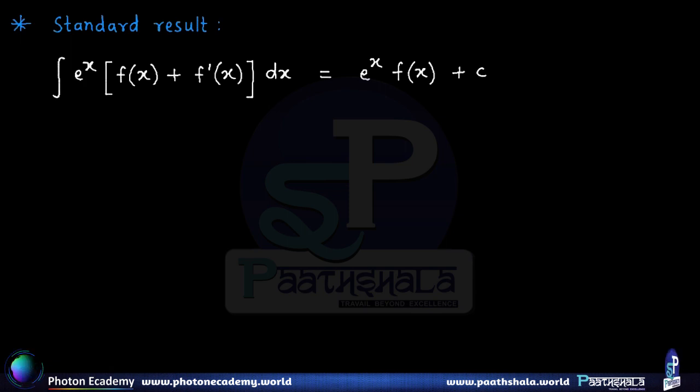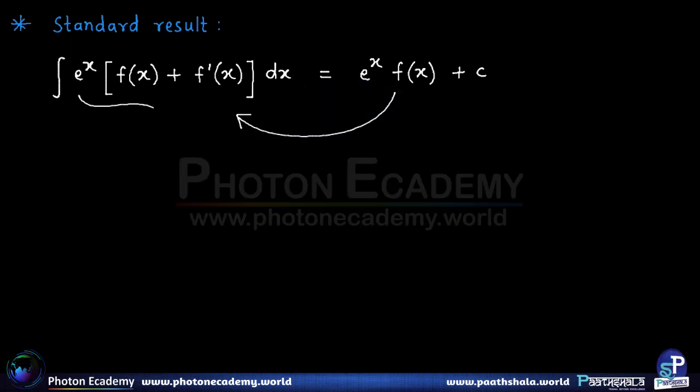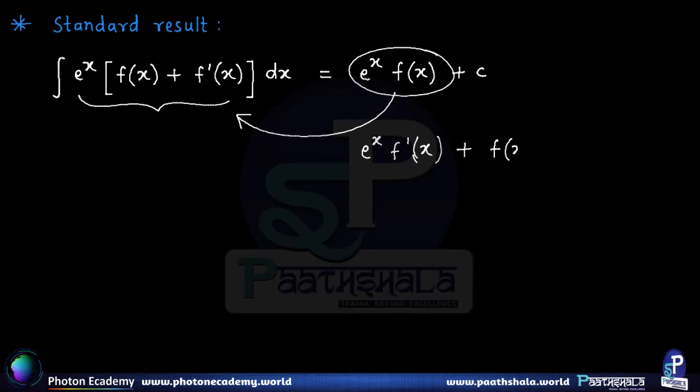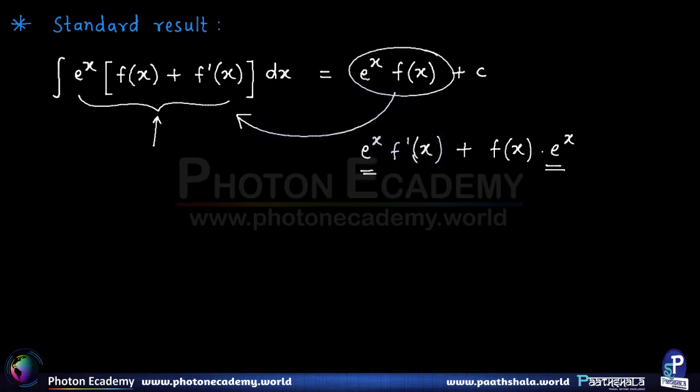Alright, so if this is the pattern, then the answer is straight away e raised to x into that particular function. Now this is very easy to verify, because if we differentiate the right hand side, then we will get the expression which is inside the integration. So suppose we want to differentiate e raised to x into f of x. By product rule, that is e raised to x as it is into derivative of the second function, plus second function as it is into derivative of first function, which is nothing but e raised to x. So taking e raised to x common from both the terms, we get precisely the expression which is inside the integral on left hand side.